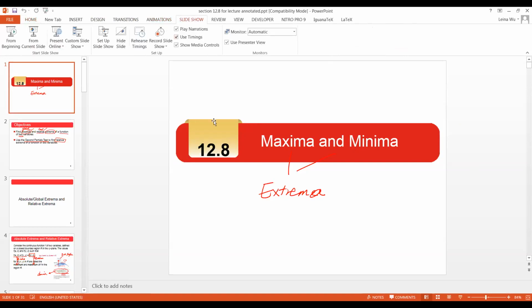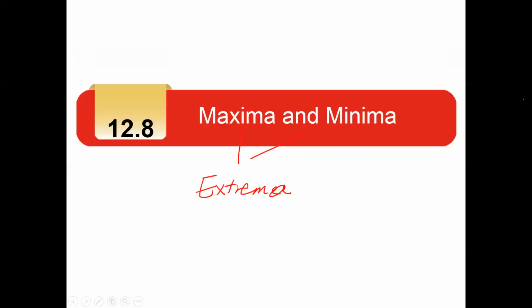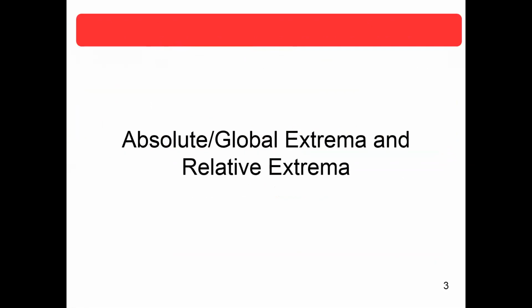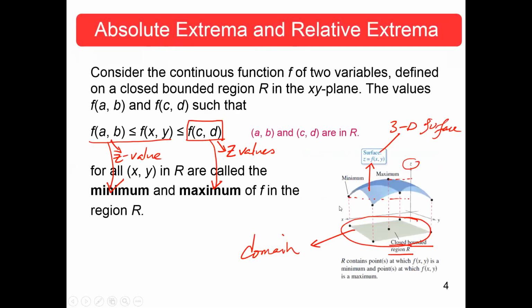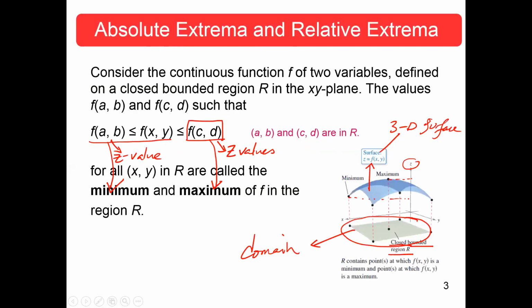So very quickly, let's review what we did last time. Last time we were at maxima and minima. Maxima and minima refer to the extreme values of the function. There are two types of extreme values. One is called absolute extrema, and one is called relative extrema. Absolute extrema is over the entire domain. Relative extrema is only over a small neighborhood, relatively high or relatively low.